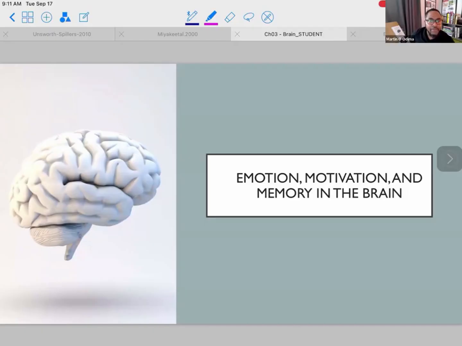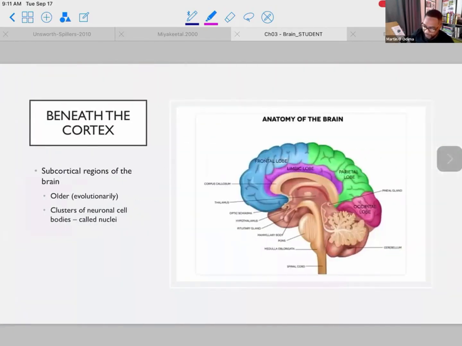And let's talk about how the structures of the brain influence our emotions, our motivation, and our memory. So beneath the cortex are the subcortical regions of the brain. We would call this the older part of the brain from an evolutionary standpoint. It's clusters of neuronal cell bodies called nuclei. And we have our frontal lobe, our parietal lobe, and our occipital lobe, which are made up of the cerebral cortex. But then we have more subcortical regions, and we could consider the limbic lobe part of that. And I'll talk about that along with some of the other structures.